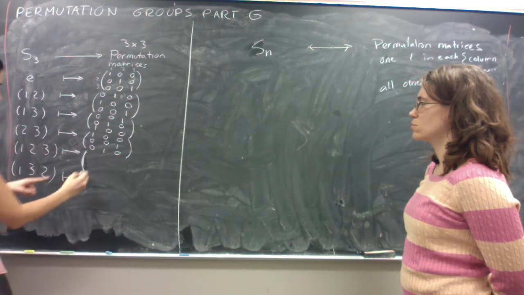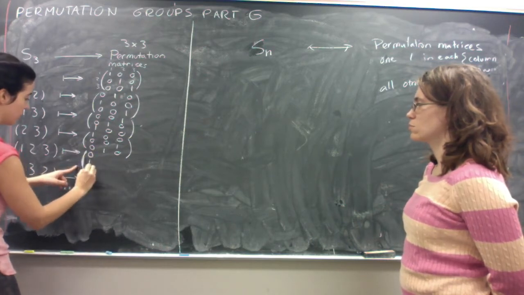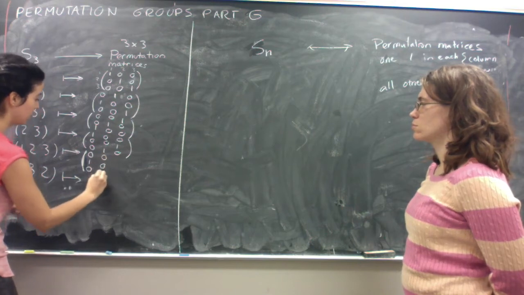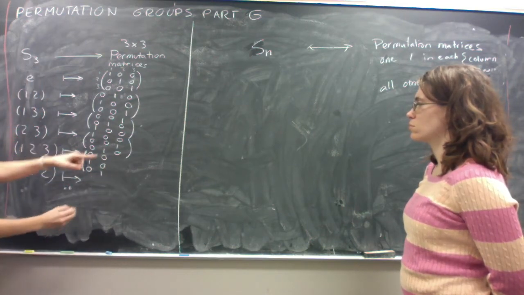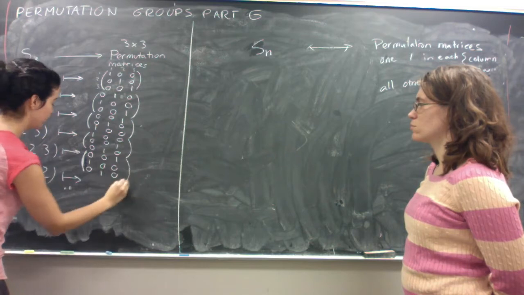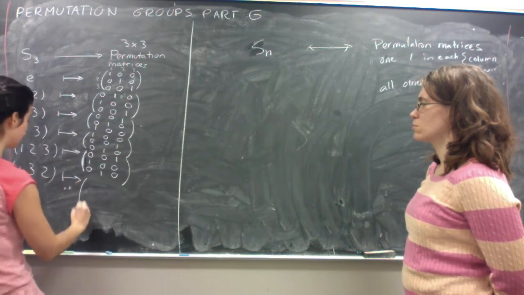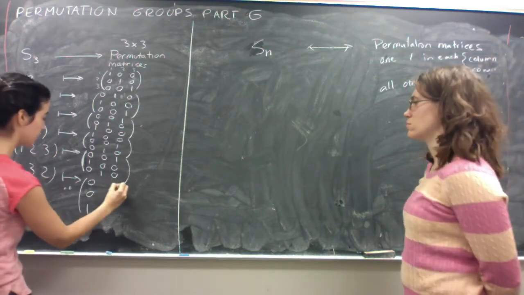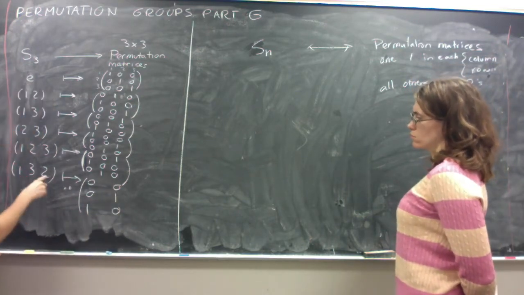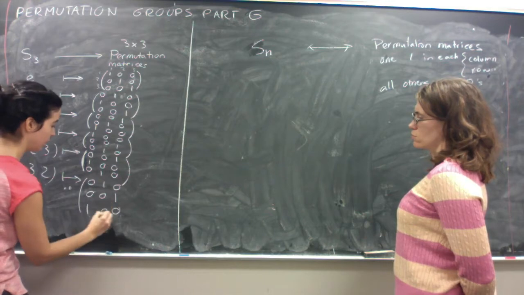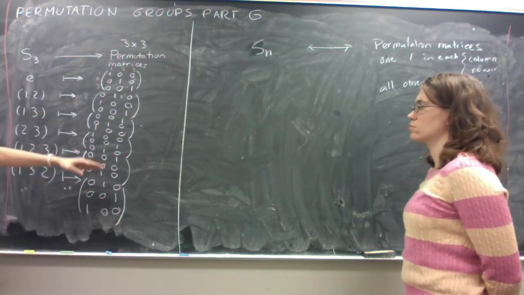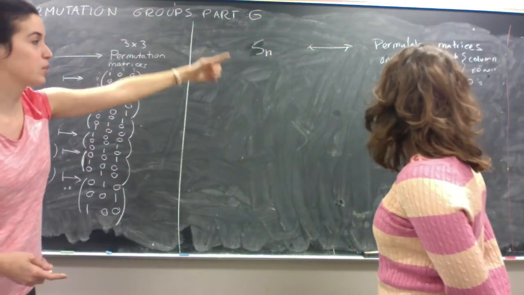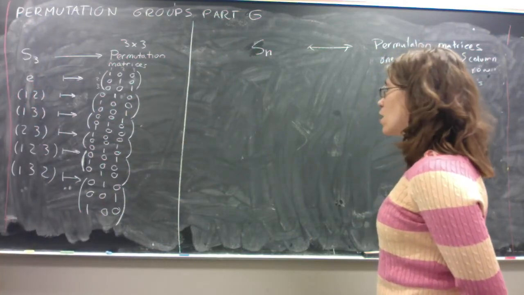So 1 goes to 2, so this is our first column. 2 goes to 3, so this is our second column. And 3 goes to 1, so 1, 0, 0. And similarly, 1 goes to 3, 3 goes to 2, and 2 goes to 1. And we can check that we only have 1 non-zero entry per row and column, and that non-zero entry is a 1. So that agrees with what Becca said.